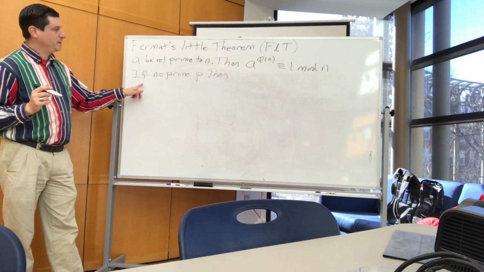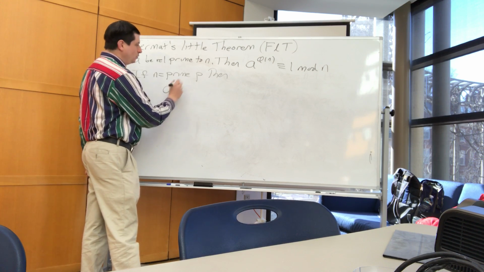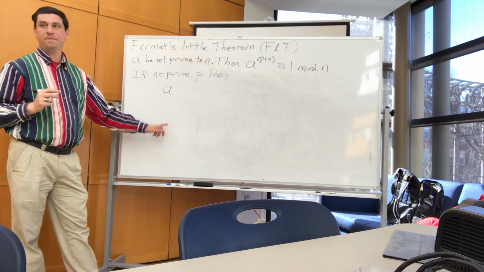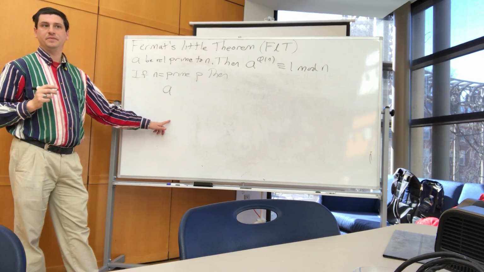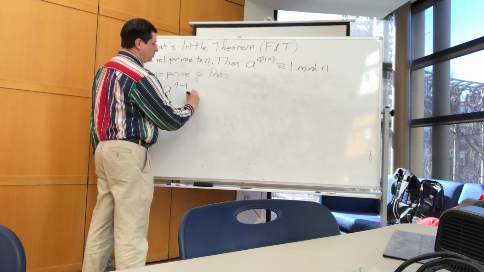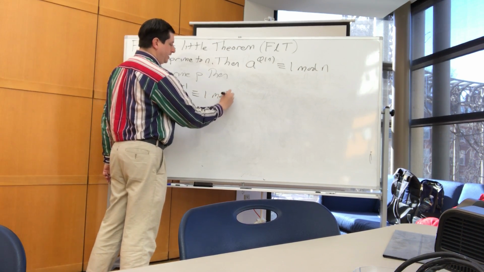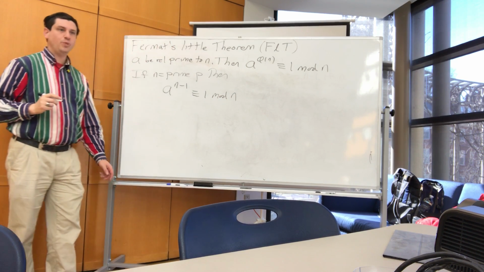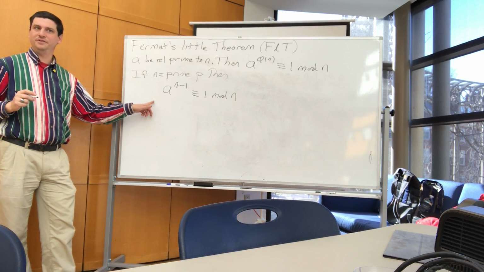So imagine n is a prime p. Then what is phi of n if n is prime? It's n minus 1. So a to the n minus 1 is equal to 1 mod n. This is a way to check if n is prime.